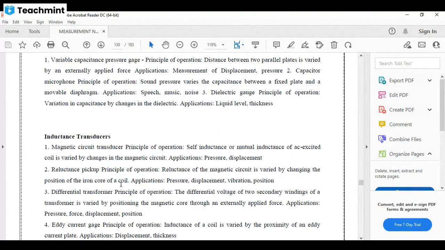Just as an example, take the LVDT. In the LVDT, the core is movable, and the magnetic flux is generated due to the AC supply excitation, and the potential difference depends on the core position. Just remember the LVDT working principle. With this type of transducer, you can measure pressure, displacement, vibration, and position.